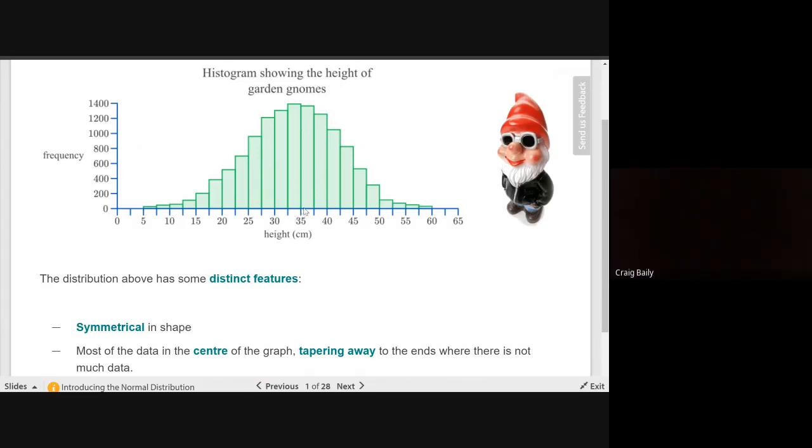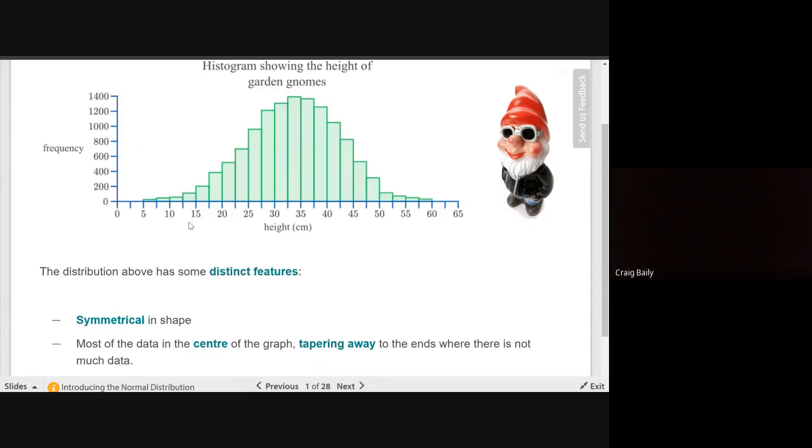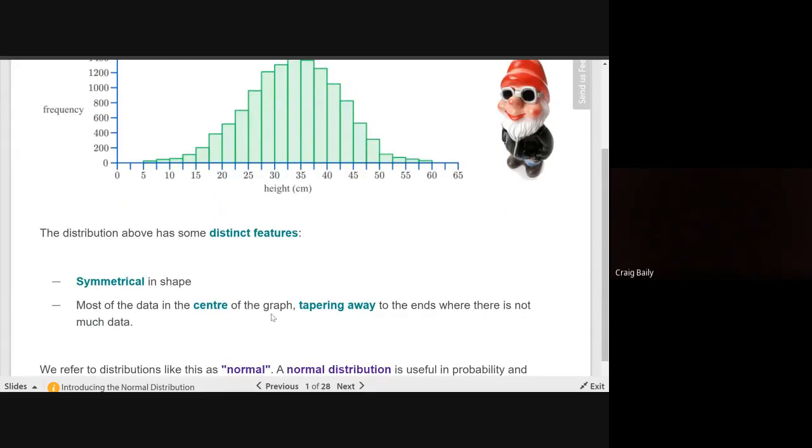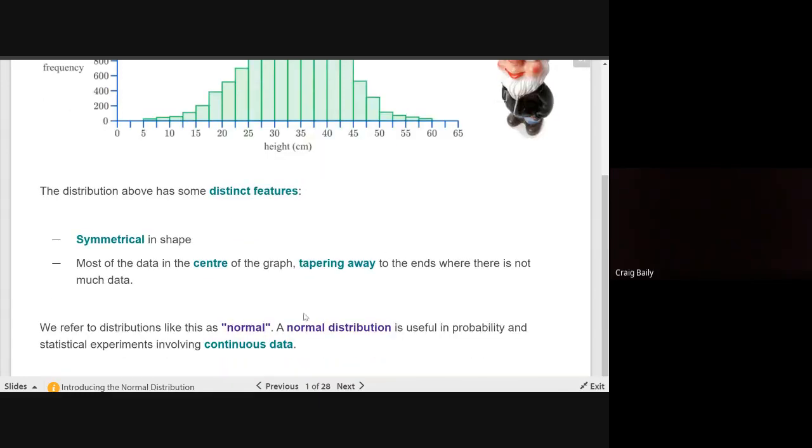around 32.5 to 35 centimeters in height. That's where most of them are. And there's some that are smaller in height, but there's less of them. All right. So most of the data is in the center of this graph, tapering away to the ends where there's not much data.